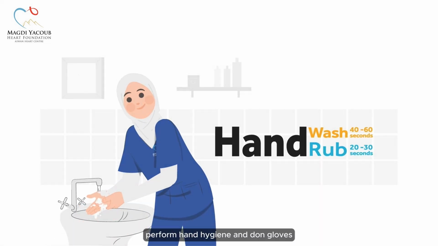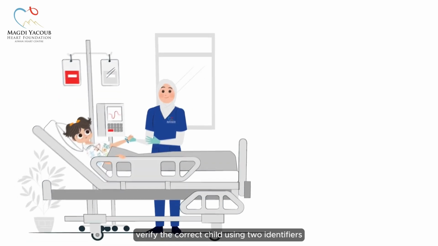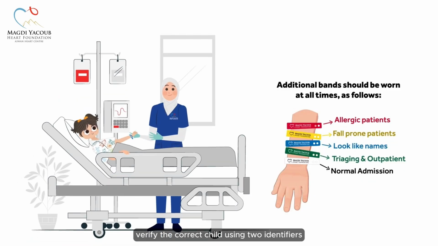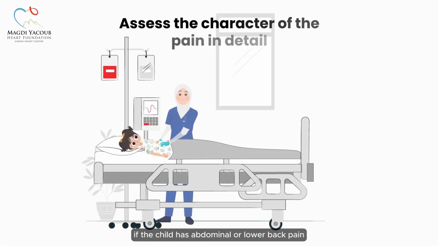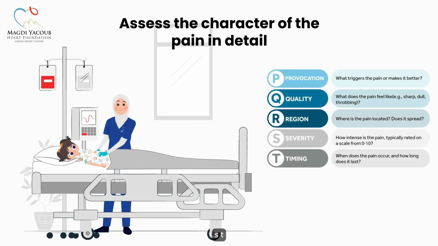Perform hand hygiene and don gloves. Verify the correct child using 2 identifiers. If the child has abdominal or lower back pain, assess the character of the pain in detail, PQRST.